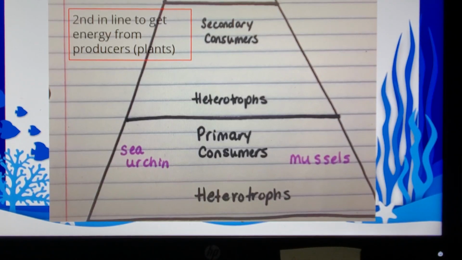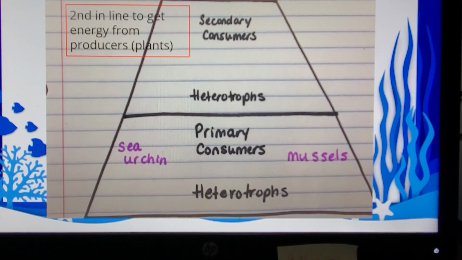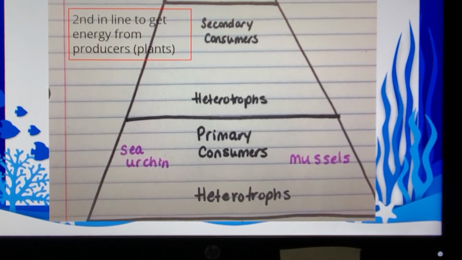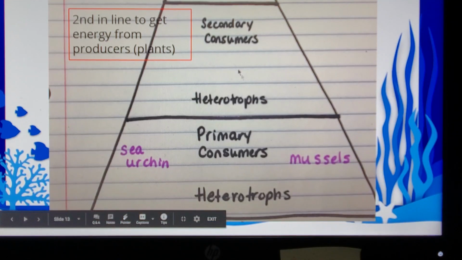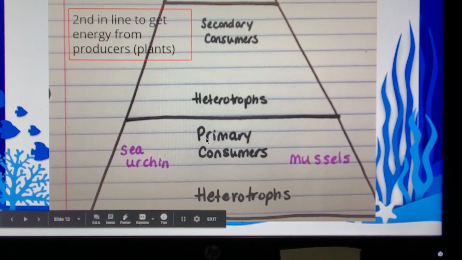They're going to use some of that energy they got from the plants by moving, reproducing, whatever else sea urchins and mussels do for a living. They're going to use up some of that energy. So the secondary consumers, they're going to get some energy from eating the sea urchins and the mussels, but not as much as they got from eating the plants.